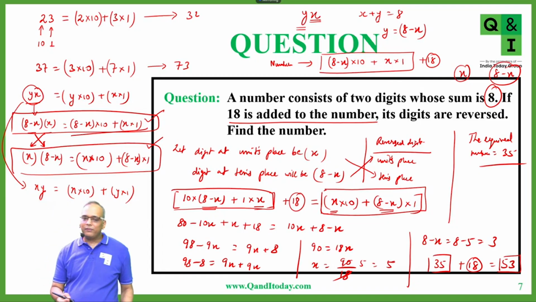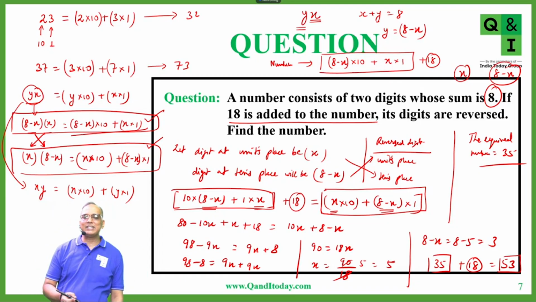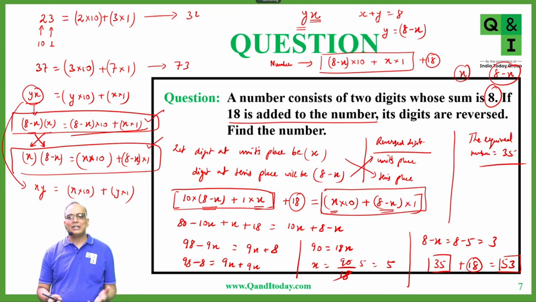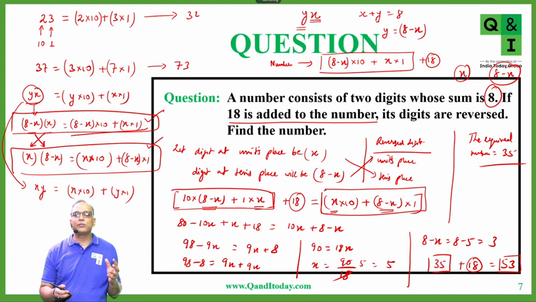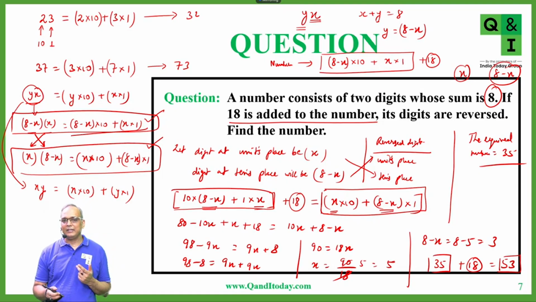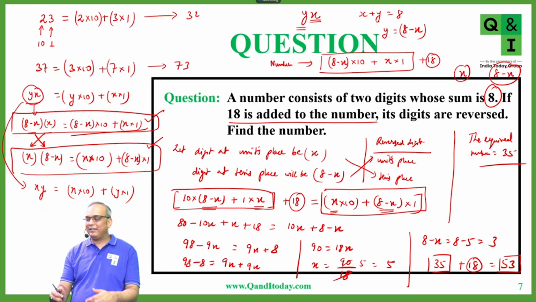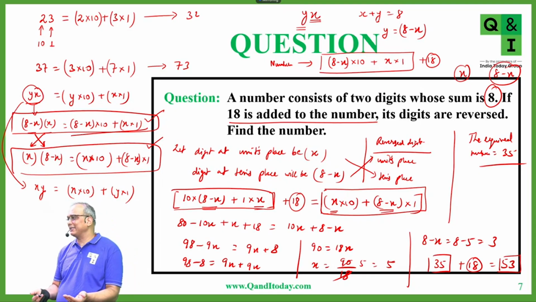You can do it with two variables, but you don't know right now how to solve equations of two variables. That you will learn only in class 10th, how to solve a linear equation in two variables. There you need to have two equations, right? You can do this step and then put the value of y as 8 minus x. That is also possible.